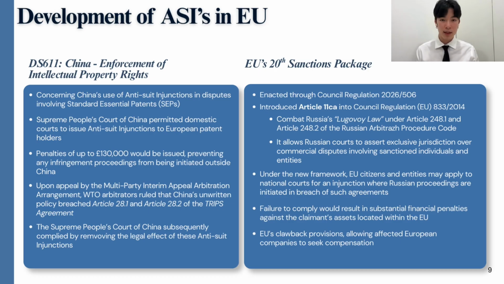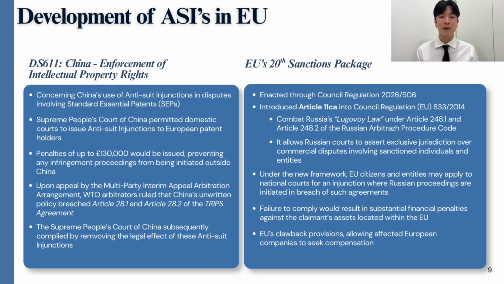Under the new EU framework, EU citizens and entities incorporated in member states may apply to national courts for injunctions where Russian proceedings are initiated in breach of such agreements. If the Russian claimant fails to comply with the injunction, member state courts may impose substantial financial penalties against the claimant's assets located within the EU. The mechanism also operates alongside the EU's clawback provisions, allowing affected European companies to seek compensation by enforcing claims against equivalent Russian assets located within the Union, where losses have resulted from unauthorized Russian judgments.